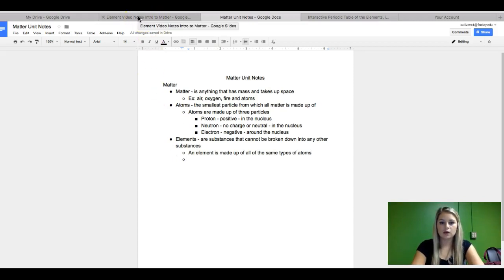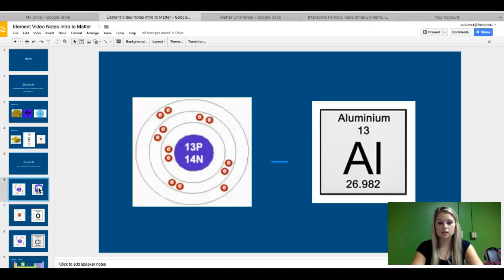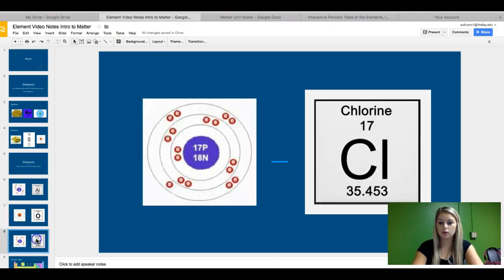If we go back here and look at our slides, let's look at this example here. We have aluminum. Aluminum is only made up of aluminum atoms. And then we have oxygen, and oxygen is only made up of oxygen atoms. And then we have chlorine, and chlorine is only made up of chlorine atoms.